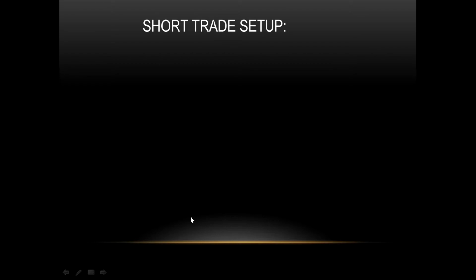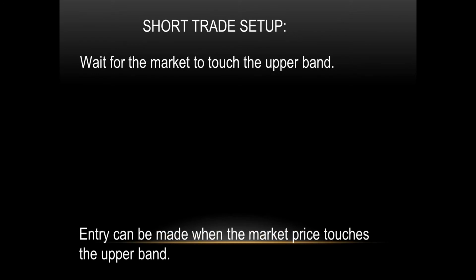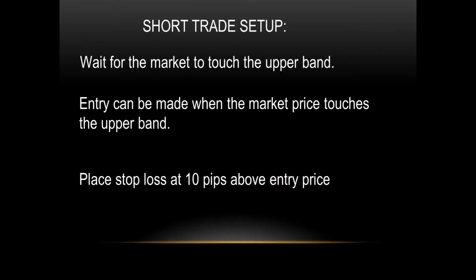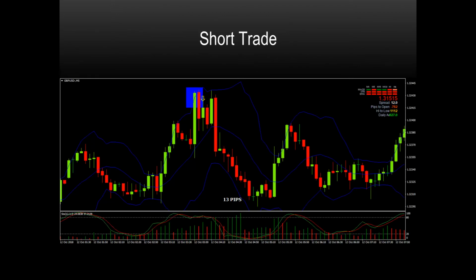The short trade setup is just the opposite. You wait for the market to touch the upper band, and your entry can be made when the market price touches that upper band. And the stop loss is the same, whether it's a long trade or a short trade. Your stop loss is 10 pips above the entry price because you're going short, and the take profit is 5 pips below the entry price.